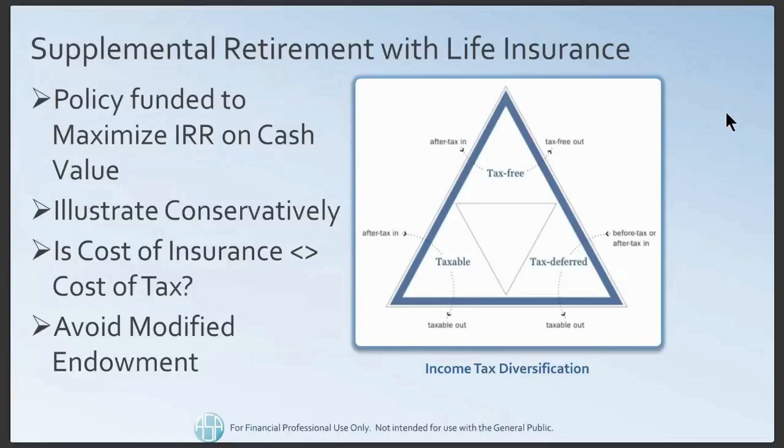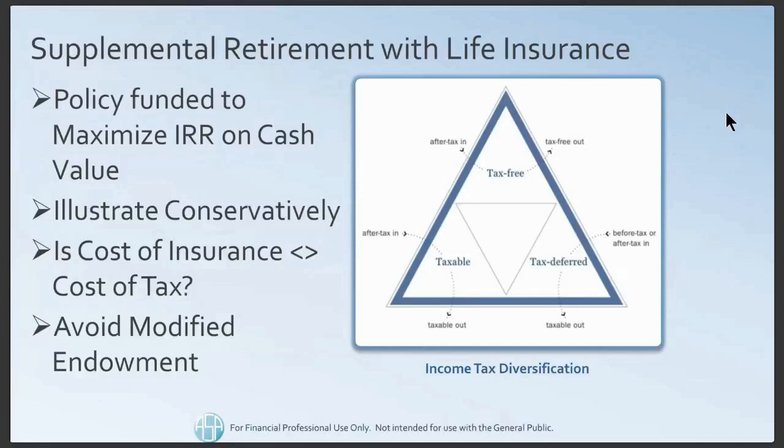So why would someone use life insurance to supplement their retirement income? And the reason is simple. It's income tax diversification. Life insurance provides another bucket of wealth that is taxed differently than most other buckets of wealth that people have. But when you're doing it, you need to make sure that you fund the policy and design it the right way for the best interest of that client.